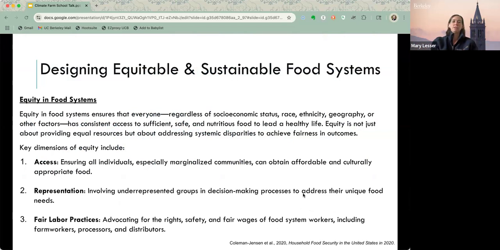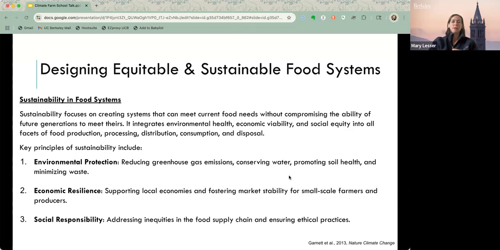So what is equity in a food system? Equity in a food system is saying that we're hoping to ensure that everyone, regardless of socioeconomic status, race, ethnicity, geography, or other factors, has consistent access to sufficient, safe, and nutritious foods to lead a healthy life. So it's not just about providing equal resources, but addressing those systemic disparities to help achieve fairness, right? When we break down equity, what are we hoping to address? Access, representation, and fair labor practices to help build a more equitable food system.